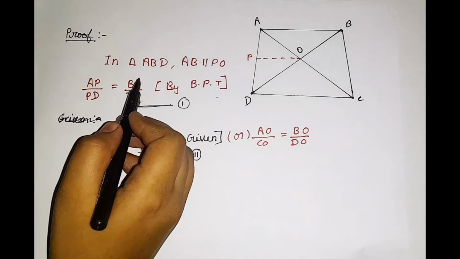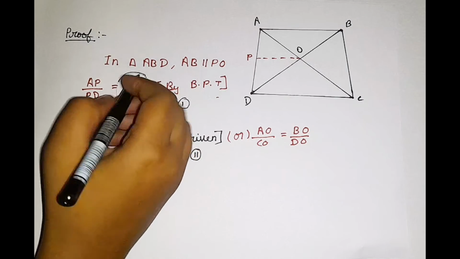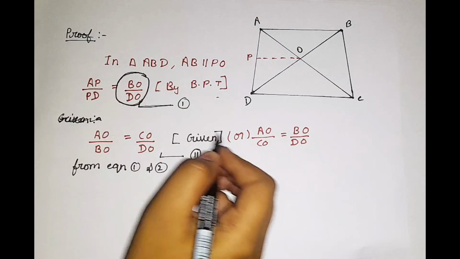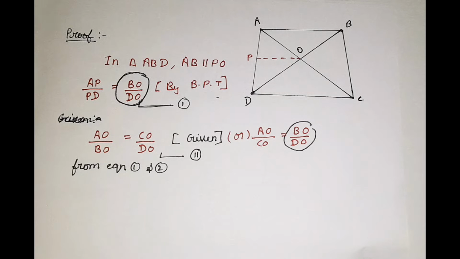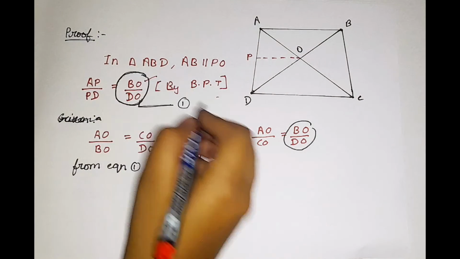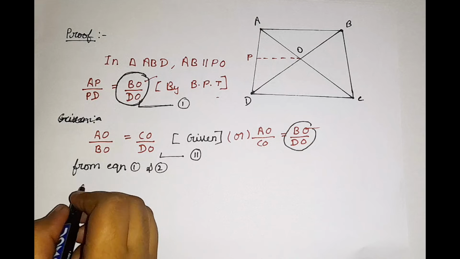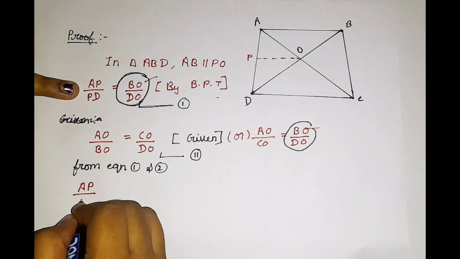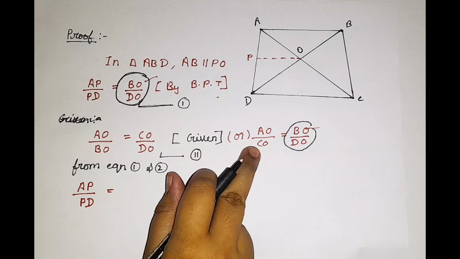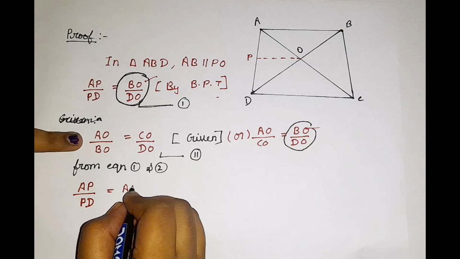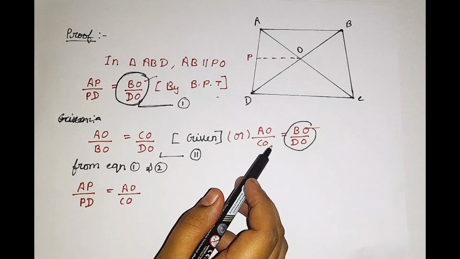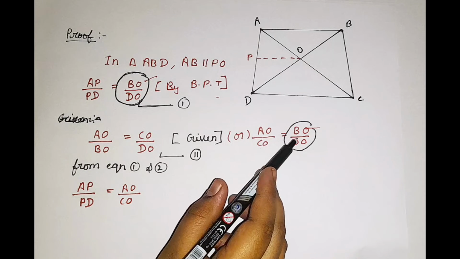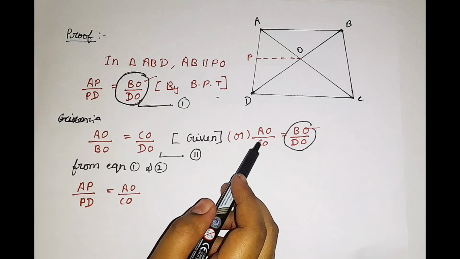So here I have BO by DO. Am I right? So here also I have BO by DO, which are both similar. So since I got both the values similar, I can just write the rest of the values. Why? Because I am going to ignore these two values since they are similar. So I am going to write this value, that is AP by PD is equal to AO by CO. Why? Because when I cross multiplied it, I got this value. Just because I got this value only, I am able to ignore the similar values, and I am able to write the leftover values.